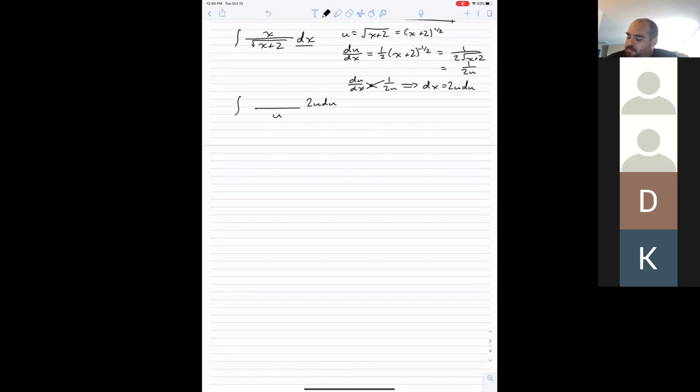But what goes on top, what goes in the numerator of this fraction? Would you have to solve for x in terms of u? Yeah, let's try that. So u equals radical x plus 2. That gives me u squared equals x plus 2, and x equals u squared minus 2. So I have u squared minus 2 times 2u du.